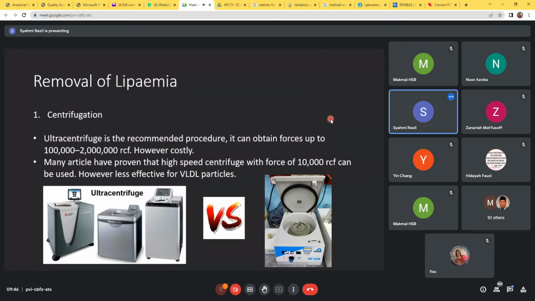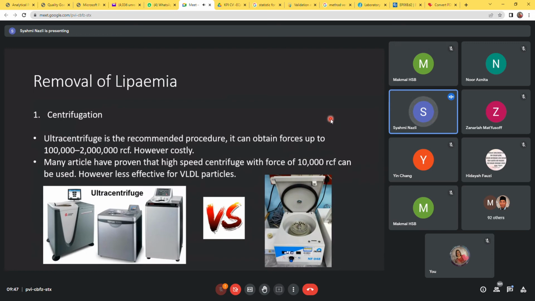The first is centrifugation. Bear in mind, this is not the normal centrifuge. The most recommended procedure is using the ultracentrifuge. This ultracentrifuge can obtain forces up to 100,000 to 2 million RCF. If you want to use RPM, you need to convert it. However, it is costly. That's why I don't think any KKM hospital has this ultracentrifuge machine. It's not a benchtop centrifuge. It's an on-the-floor machine, and it's a big machine.